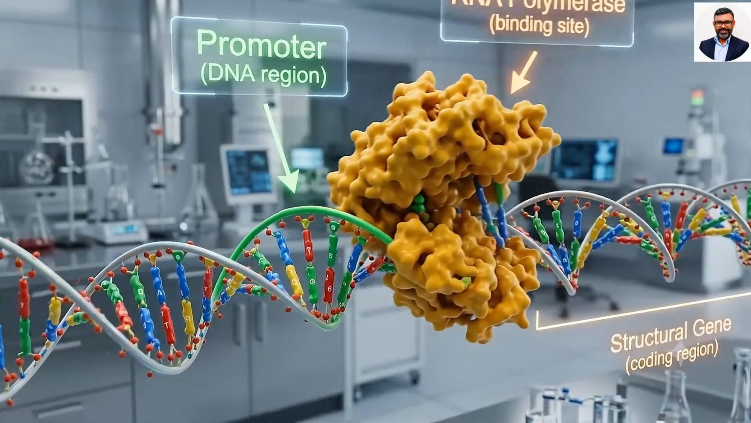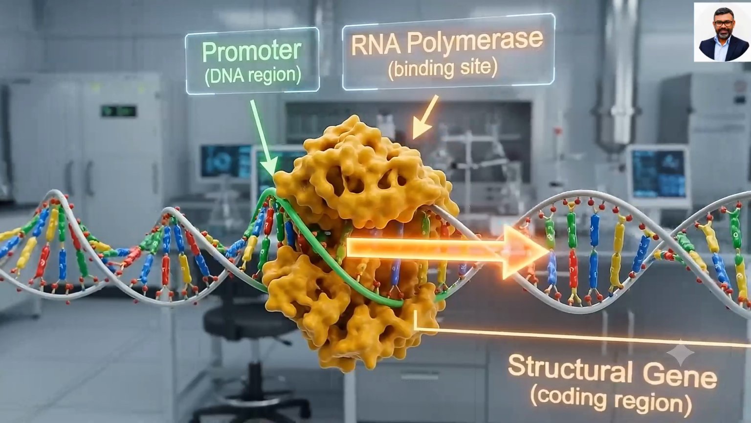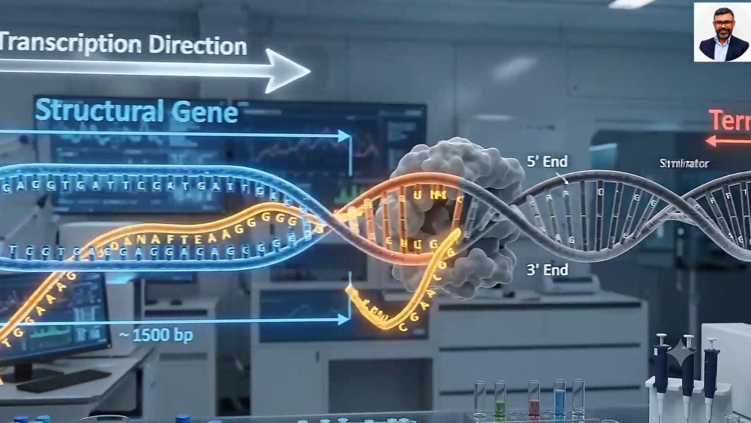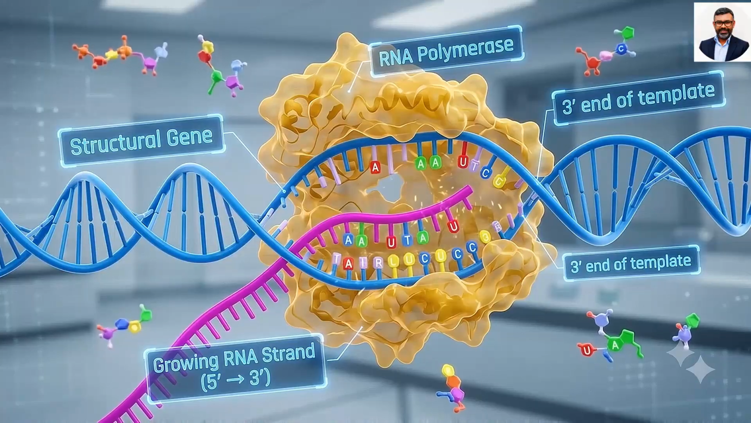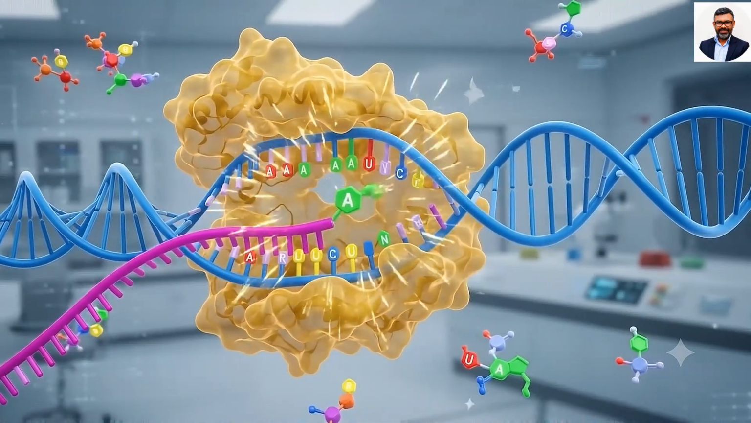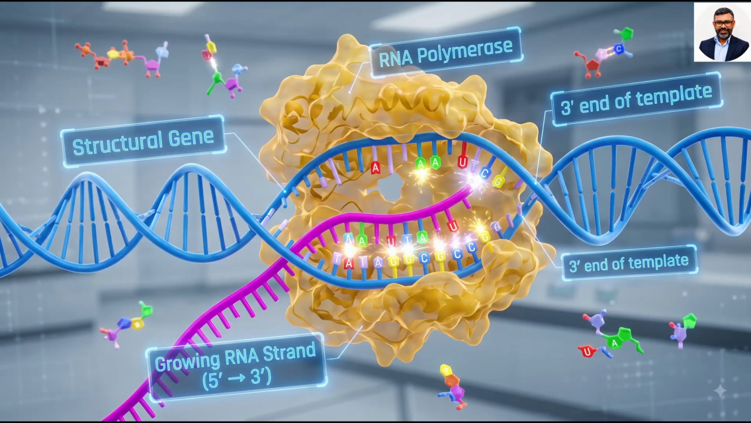The promoter is a DNA sequence where RNA polymerase binds to initiate transcription and determine direction. As RNA polymerase moves along the structural gene, it reads the template strand and synthesizes a complementary RNA strand. The RNA is always synthesized in the 5' to 3' direction, meaning nucleotides are added only at the 3' end of the growing RNA chain.